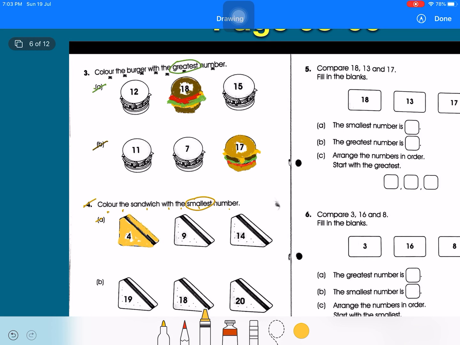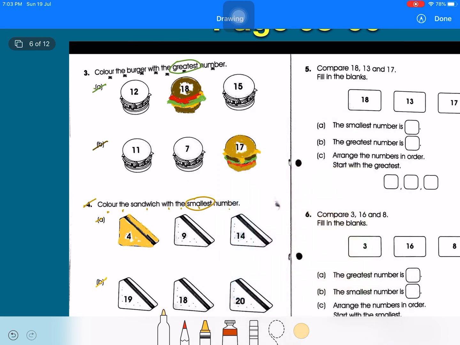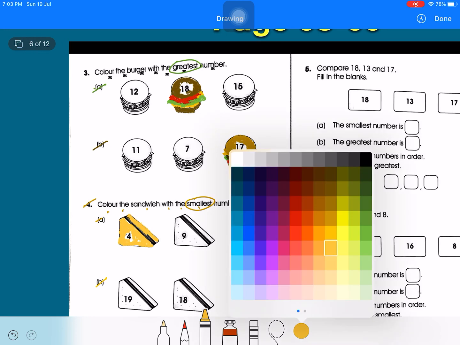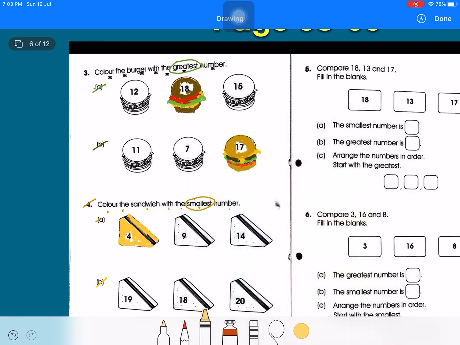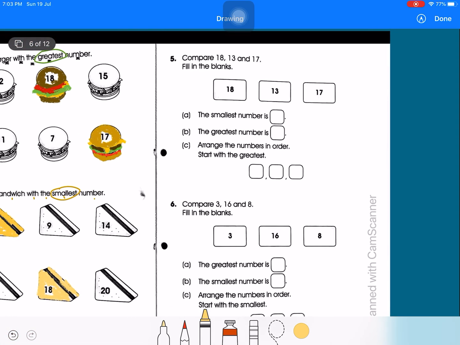Okay, the last one, 4B, 19, 18, and 20. So which number is the smallest here? Number 18 is the smallest. Okay, so we color number 18, this one. Okay, done. So now move on to exercise number 5 already.